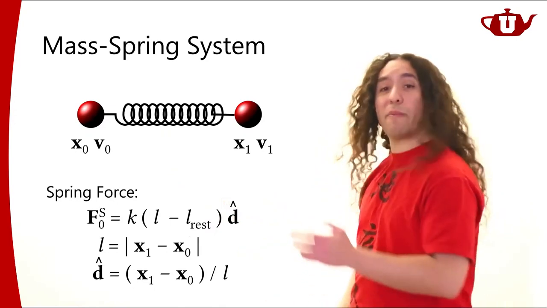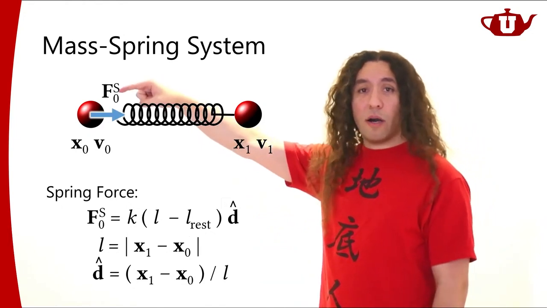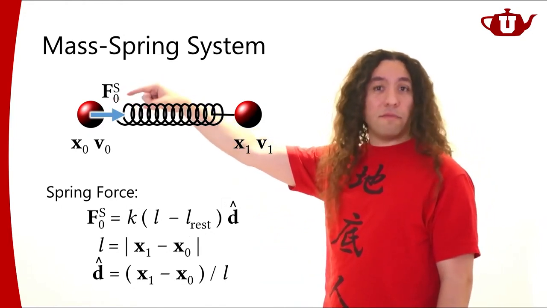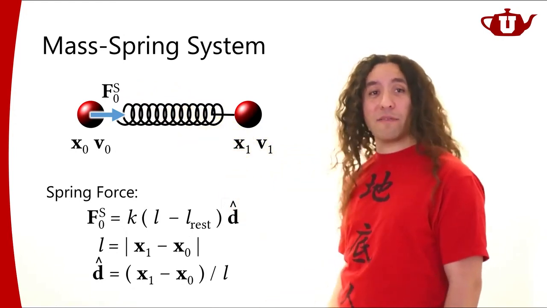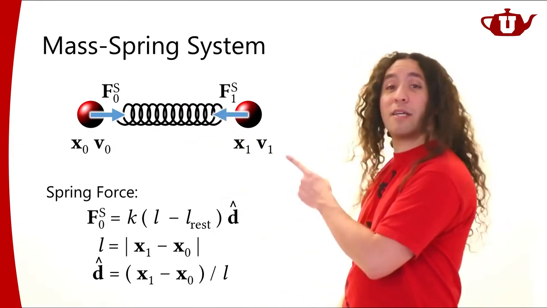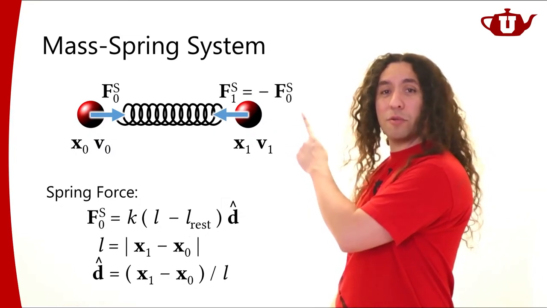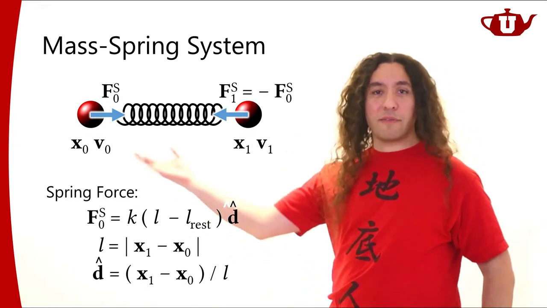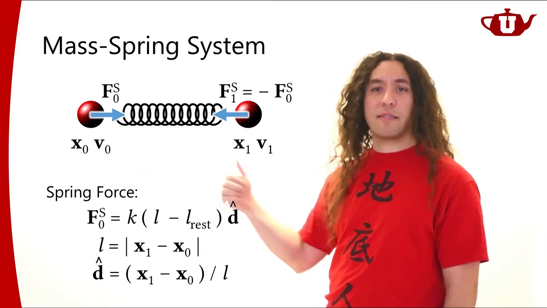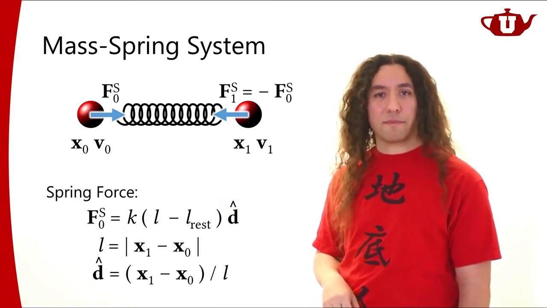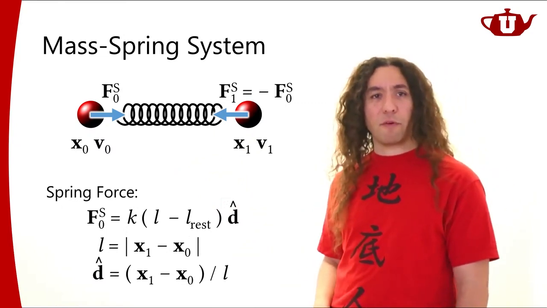All right? And this is the formula. Now, if I'm applying a force of F0s on this particle, as you would expect, I'm going to have an equal and opposite force on the other end of the spring. So I'm going to have a force applied to this other mass, and that's going to be equal to the opposite of this force F0. So if you compute F0s, you can compute F1s easily. That's the formulation for the spring force.